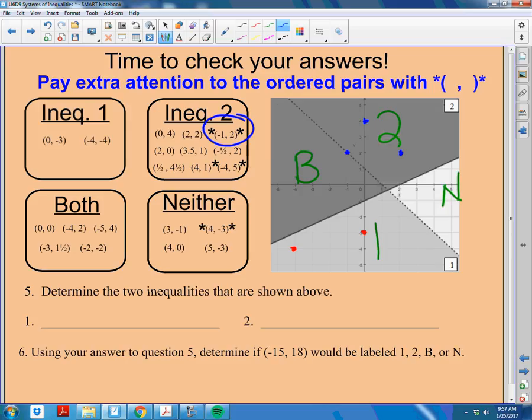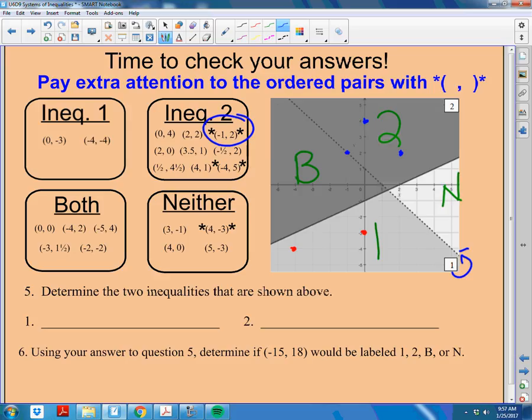The dotted line represents inequality number 1. But it can't be part of both because it's on the dashed line. So it is not part of inequality number 1. It's only part of inequality 2. I was listening to you guys have conversations about that where you're like, it's on the line. And they were like, yeah, but it's a dashed line. You have to keep that in mind when you're talking about whether it's a solution to an inequality.